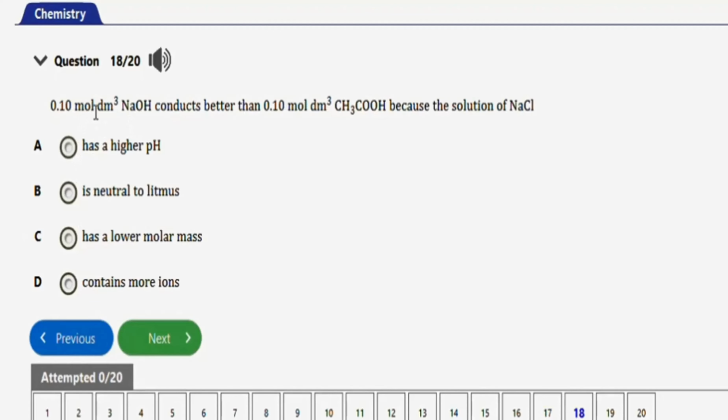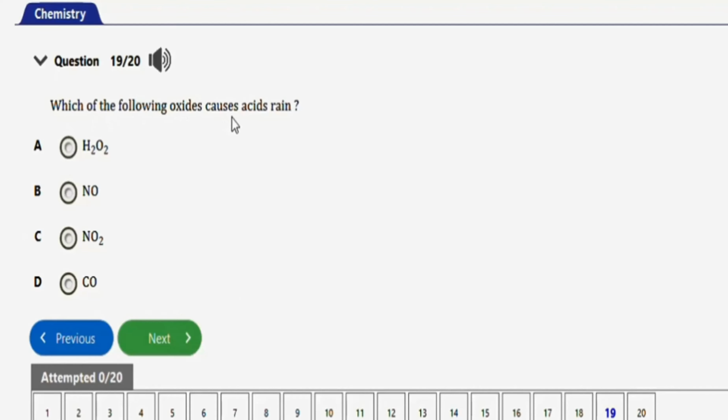It says 0.1 mole per dm³ sodium hydroxide conducts better than 0.1 mole per dm³ ethanoic acid because the solution of sodium hydroxide will contain more ions. Alright, that is the right answer. It's a repeated question. Next question: which of the following oxides causes acid rain? So it's not hydrogen peroxide, it's not carbon monoxide. This is nitrogen(II) oxide, this is nitrogen(IV) oxide. So the right option in this question will be option C, nitrogen(IV) oxide.